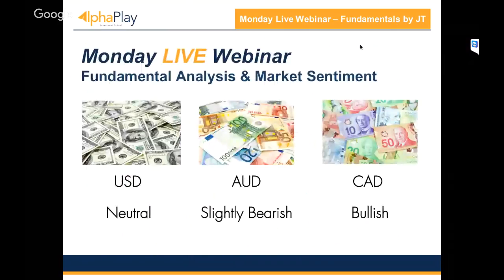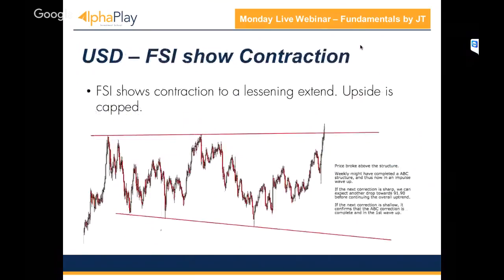For this week, we are looking at three currencies. The US dollar, on which we are neutral. We have been calling for a bullish US dollar for quite some time now, about 3 to 4 weeks, and finally we have changed our stance. Right before the rate hike, we are looking at the US dollar as neutral. We'll explain why later. For the Aussie, we are slightly bearish, and for the Canadian, surprise, we are bullish. And these are our reasonings.